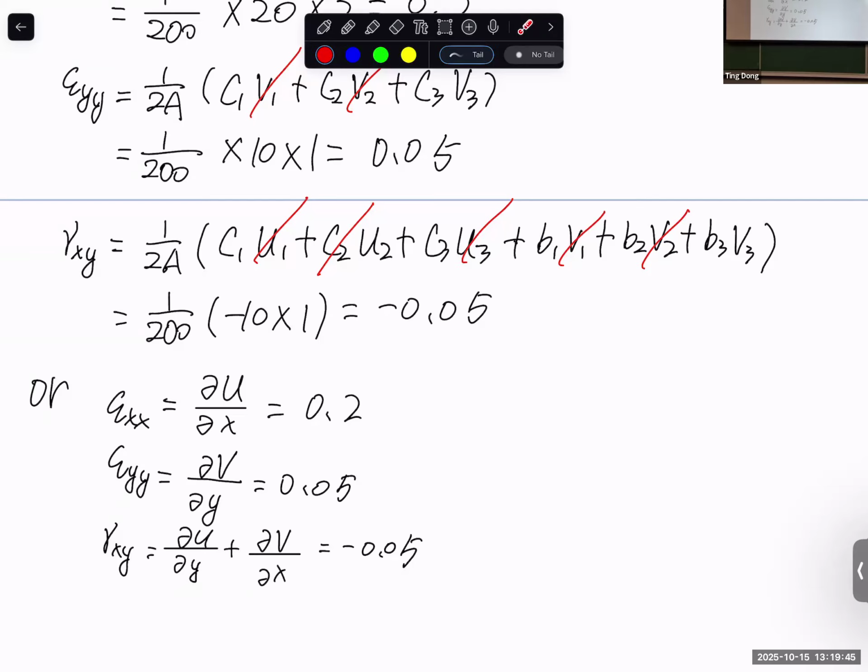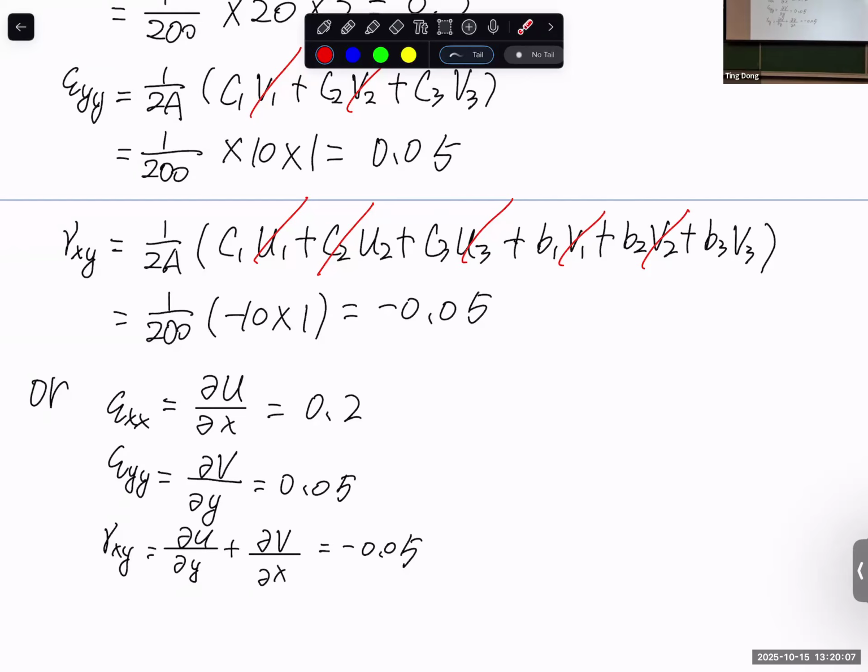I feel like you calculated the stress in X and stress in Y. Calculate stress in X and stress in Y. So how to calculate stress in X and stress in Y?